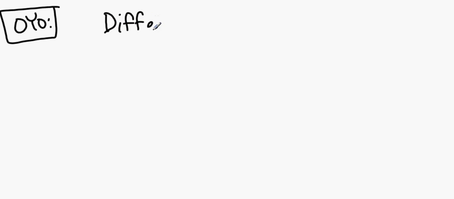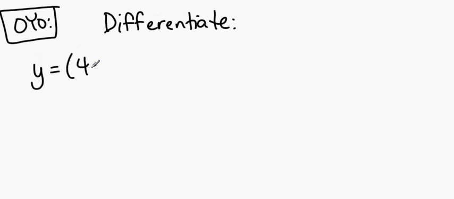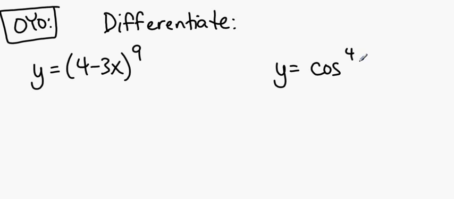So I'm going to show you a couple that you can do on your own. This is the on your own section. I'm looking to see if you can differentiate the following. y equals 4 minus 3x to the 9th, and y equals cosine to the 4th power of 3t squared plus 1. So hit the pause button, try to decompose these things, see if you can do it.